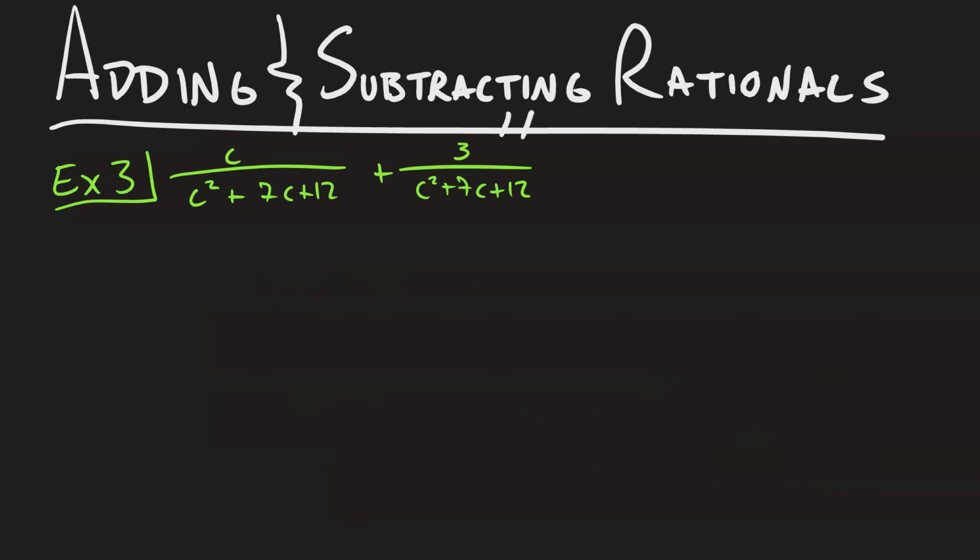Our third example involves quadratic denominators, but luckily for us, they are the same denominator, c squared plus 7c plus 12. So in this case, we can go ahead and, like normal, add the numerators.